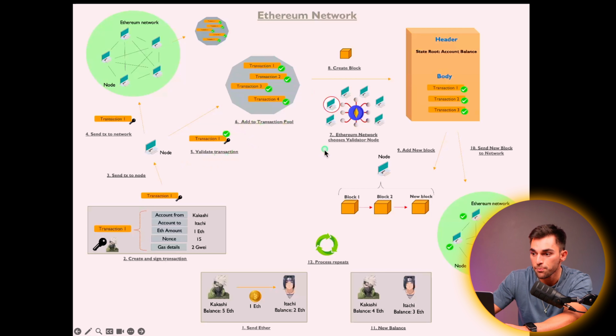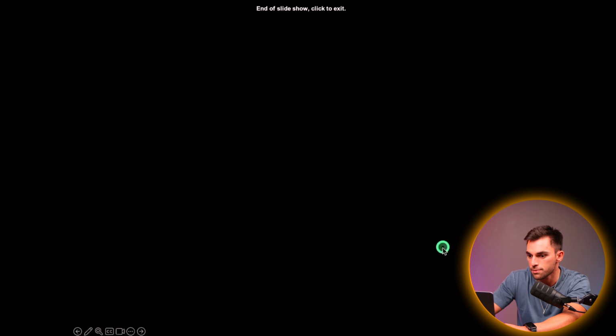The Ethereum network will then pick a node to be the validator node, so the node that will create the new block. The chosen node will then create the new block with all of the transactions in the body, and then it'll compute the new world state or state root in the header. Once the block is complete, it'll add it to its blockchain as the latest block. That block will then be sent to the rest of the Ethereum network. Each of them will ensure that the transactions are in fact valid and that the correct account balance and state root has been computed. Once confirmed, that will be the new blockchain.